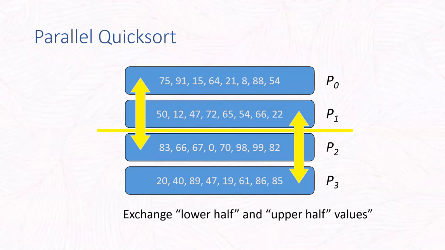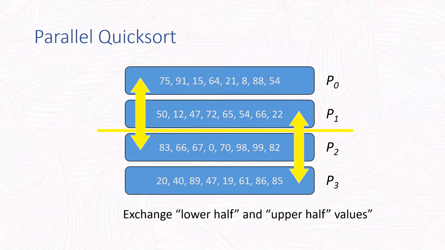Once the pivot is received from P0, each of these processes will have a low list and a high list based on this pivot value. In this example, a low list containing the values less than 75 and a high list containing values greater than 75. Now you can see that the upper half of the process list is P0 and P1 and the lower half is P2 and P3.